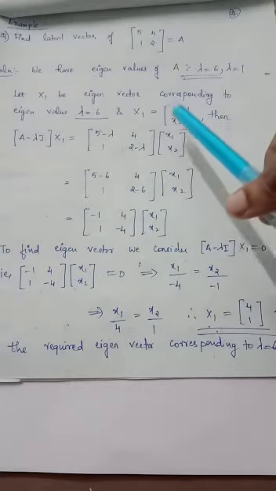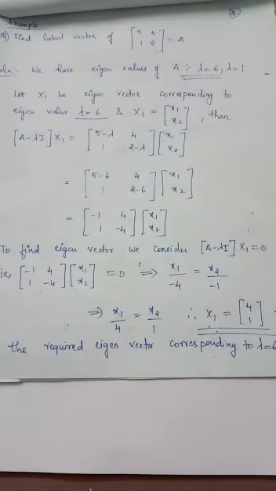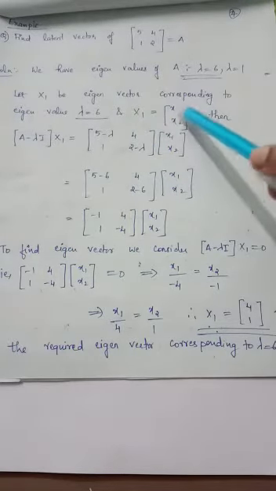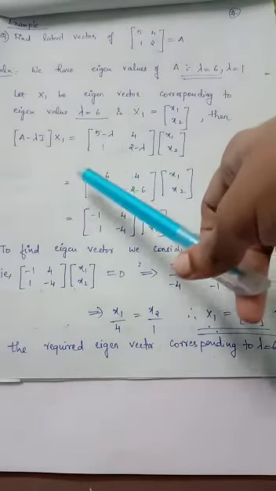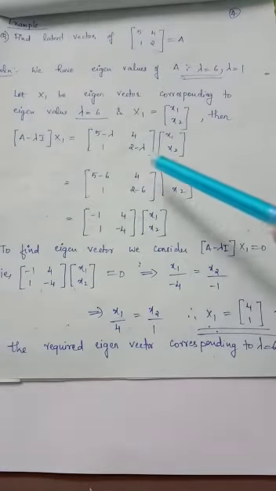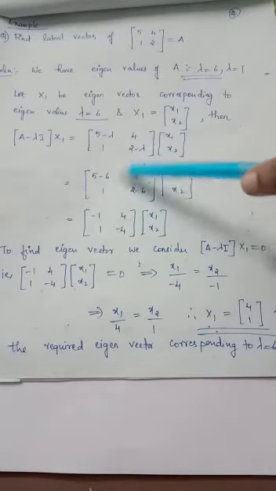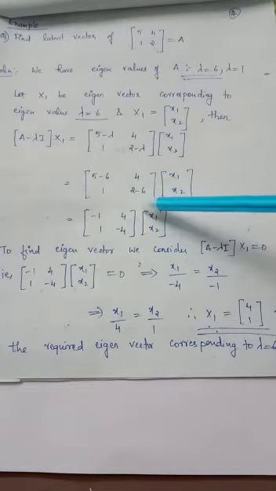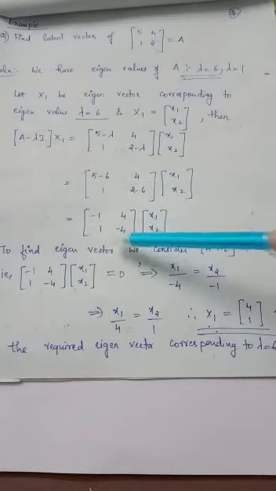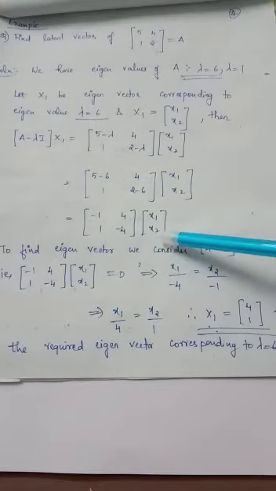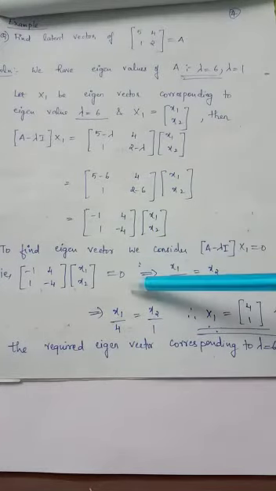So let us denote x1 as the eigenvector for the eigenvalue lambda equal to 6. x1 is a column matrix x1, x2. A minus lambda I into x1 is evaluated. We replace the value of lambda by lambda equal to 6. After reduction, we get a matrix of this form. This matrix, when equated to 0, we get the values of x1 and x2.